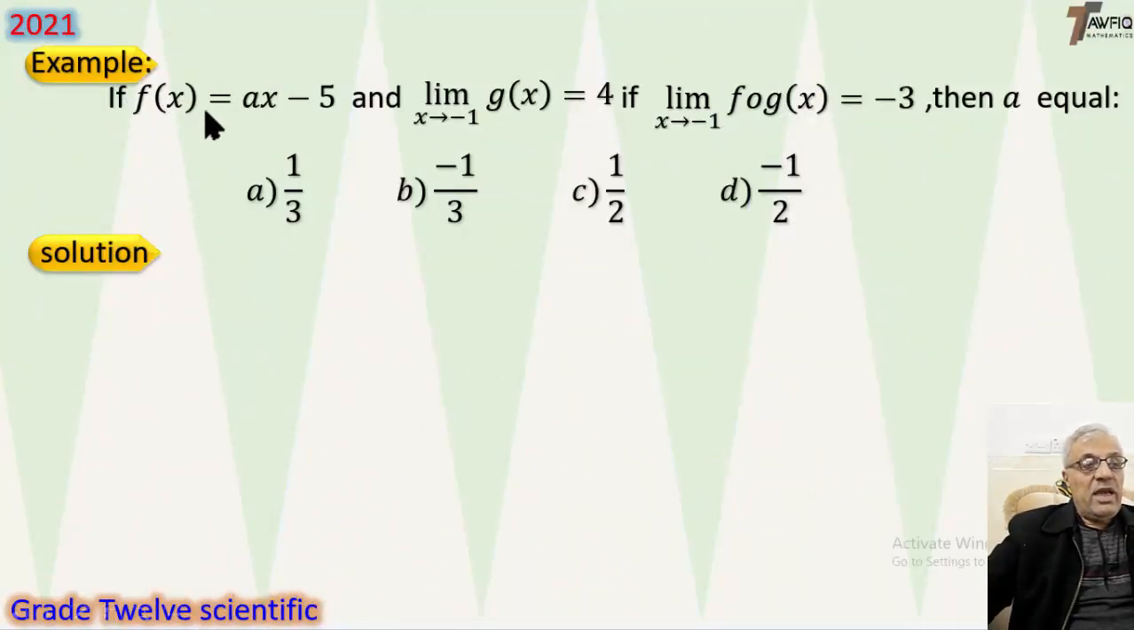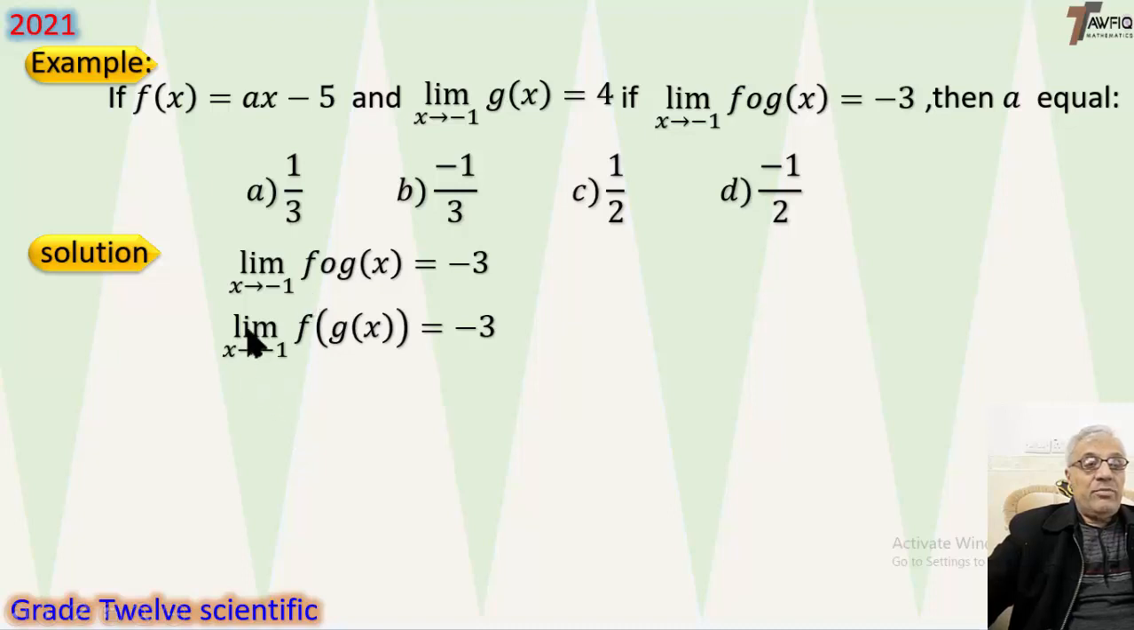If f(x) is ax minus 4 and the limit as x approaches minus 1 of g(x) is equal to 4, and if the limit as x approaches minus 1 for f of g(x) is equal to minus 3, then a is equal to a, b, c, or d. We have the limit as x approaches minus 1 for f of g(x) is equal to minus 3.